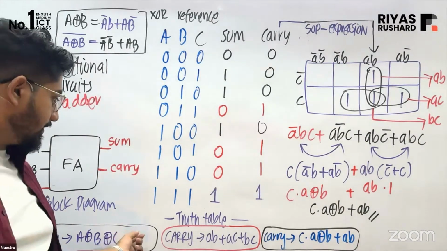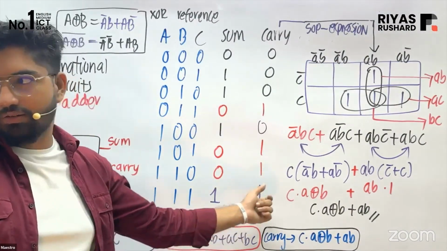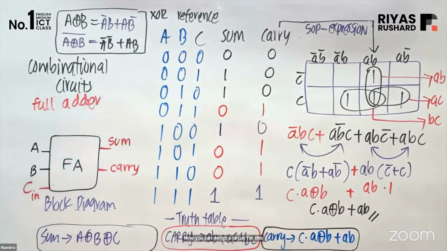Now you can design a circuit for this carrying value, or you can design a circuit for that one. So that's under full adder. That's it, the full adder theory. Shall we draw the diagram? Copy it down if you need it.